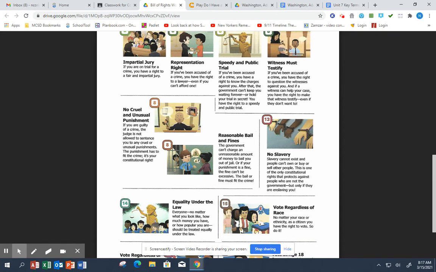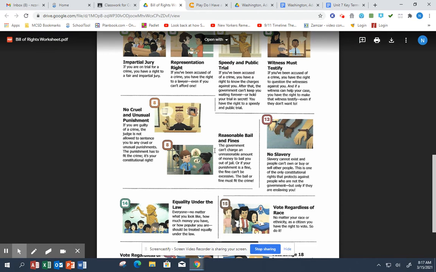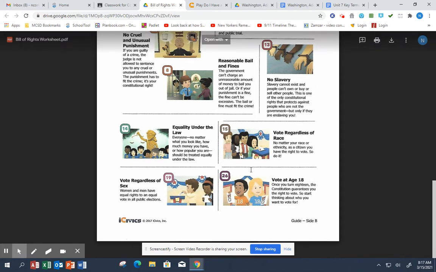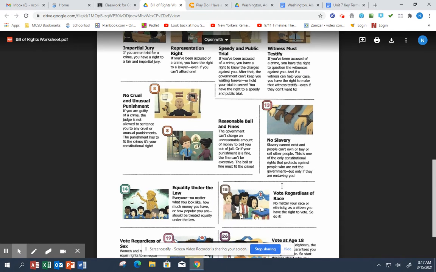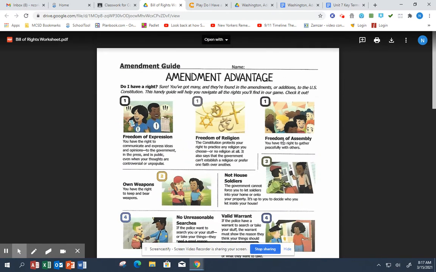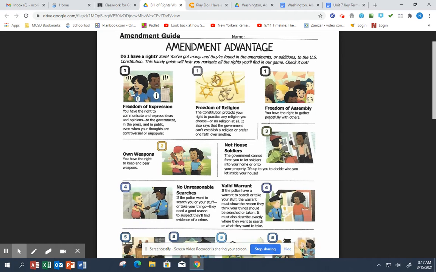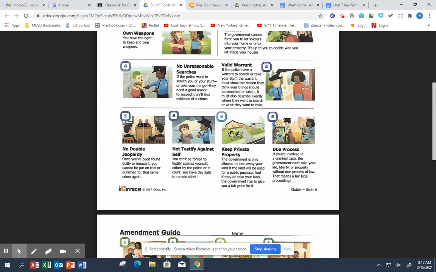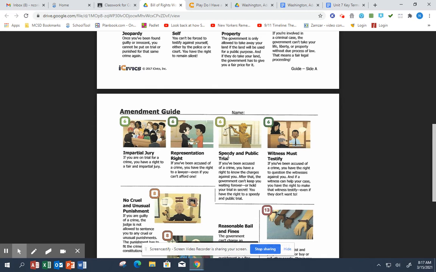In the game you're going to play tomorrow and Wednesday for your digital lesson, it does not ask you about rights 13 through 26, so you don't have to worry about those. It doesn't ask you about 11 or 12 either. It just sticks to the Bill of Rights, the first 10 amendments of the Constitution. And this worksheet actually leaves out right number 7 and rights number 9 and 10.